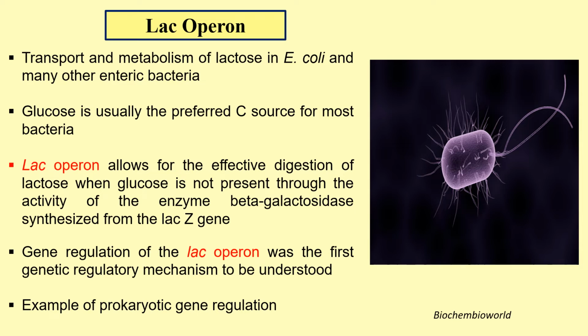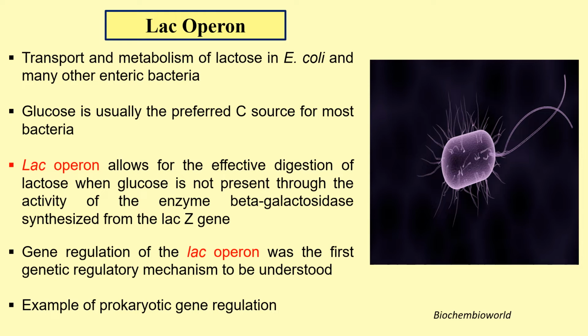And the next point: gene regulation of the lac operon was the first genetic regulatory mechanism to be understood. It is an example of prokaryotic gene regulation. You will get an insight into how genes in prokaryotes are regulated.